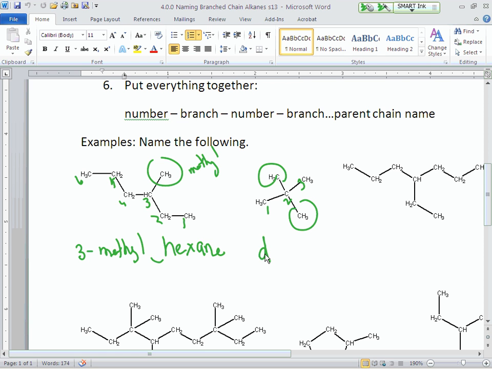So we call this simply dimethyl, and I dropped an H, dimethyl propane.